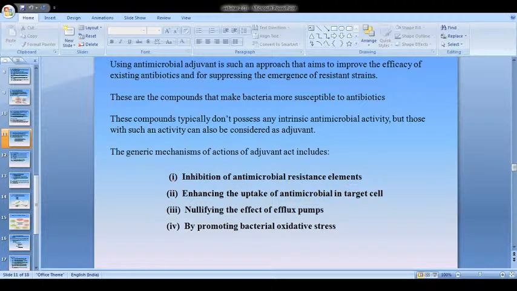So this principle can be further exploited to target the lipopolysaccharide layer of gram-negative bacteria, enhancing the uptake of the antimicrobial in the target cell. Nullifying the effect of efflux pumps is the main mechanism behind the development of resistance to the antibiotic tetracycline, by its expulsion from bacterial cells through efflux pumps.